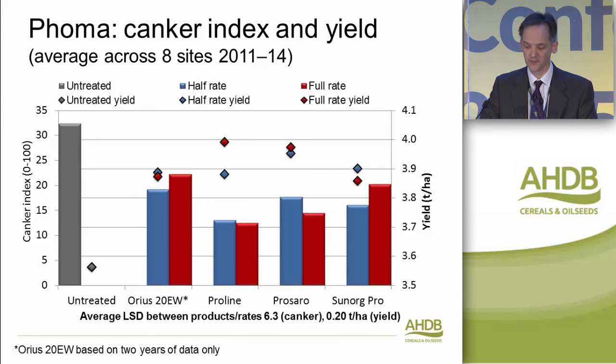Tebuconazole or Orius and Metcon or Sunorg Pro, they're both products that have more activity in a protectant situation, and this would have been testing protectant and curative, so it's no great surprise that they look a little bit weaker when tested in this way. Additionally, their full rate yields may have had some negative effect from the fact that a full rate of a growth regulator applied twice in the autumn and spring can have a negative effect, especially on small crops.